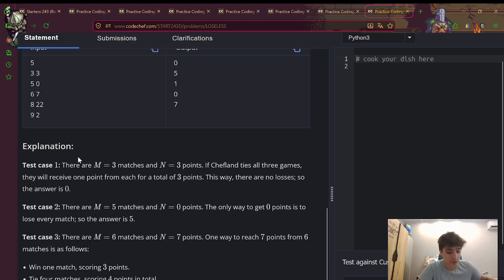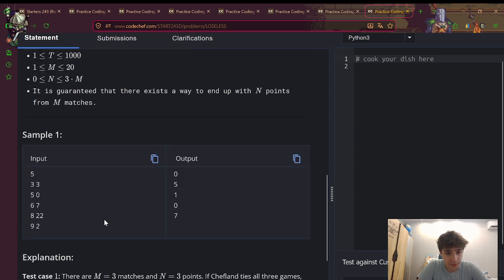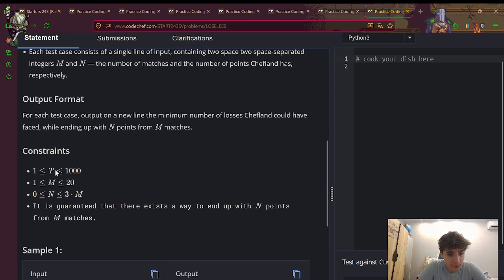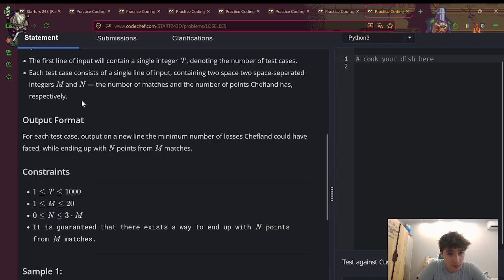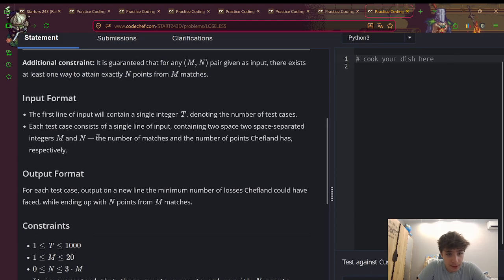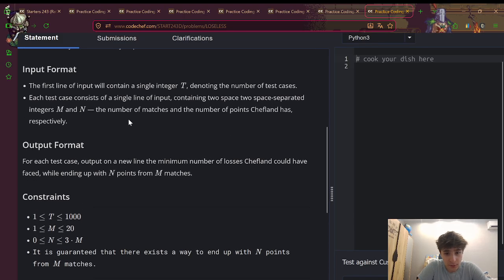So I think so. There's 3 and 3. As I could see, if he would win all of them. M is points, yep. No, N is points. Wait a minute. What's the input? Input format: M and N. So N is the number of matches and number of points. So N is points. Okay.